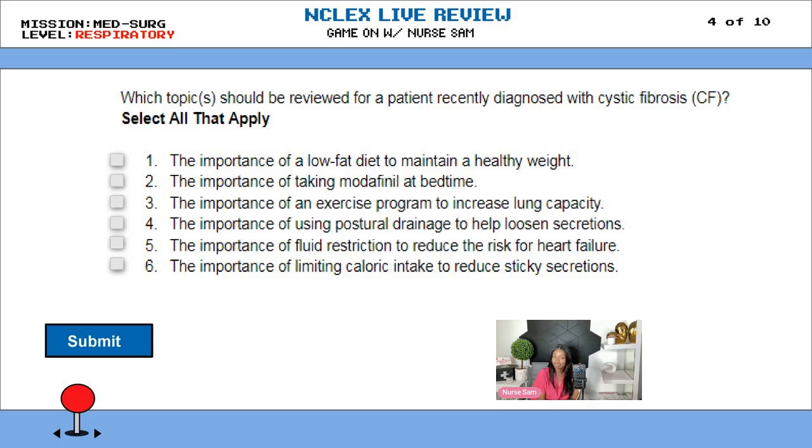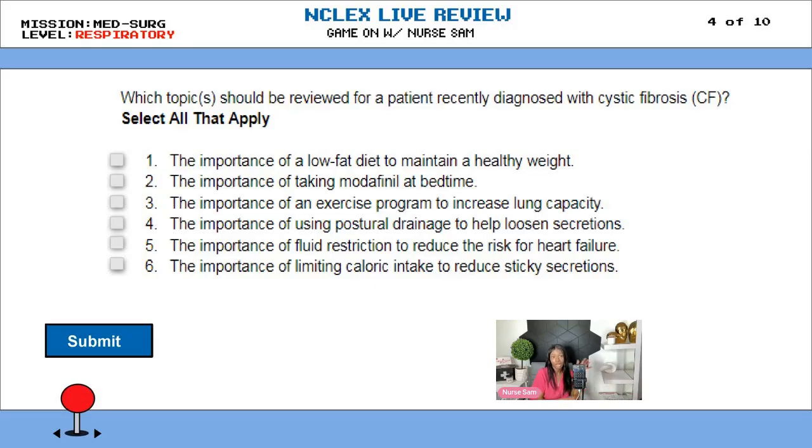Select all that apply. 1, the importance of a low-fat diet to maintain a healthy weight. Is this true or false? This one has 6 answer choices, so I recommend you read all of them straight through and then go back and read the question one more time, just to make sure it's not a true versus false, need for further teaching type question, and it's not. Then go back and one by one ask yourself true or false, so you don't confuse yourself.